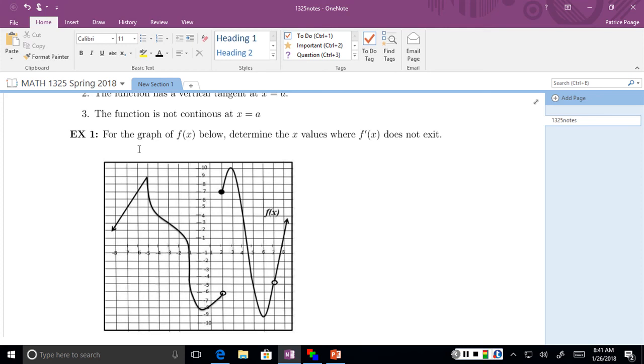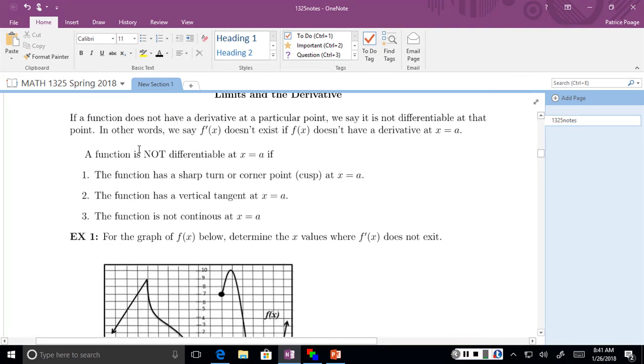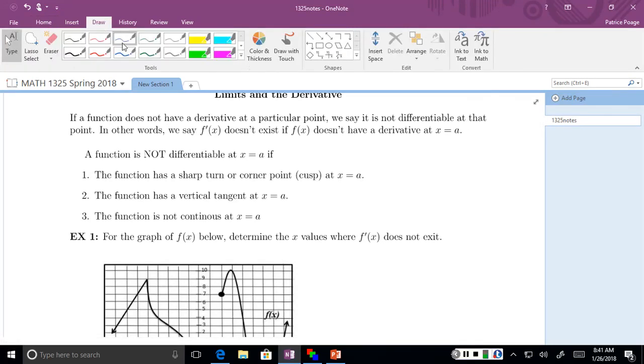So on this particular one, we are going to list the x values where the derivative does not exist. It's called where the function is not differentiable. Right here, there's a word. We say it is not differentiable at that point. That means it does not have a derivative. In other words, the derivative does not exist. In other words, f of x doesn't have a derivative there.